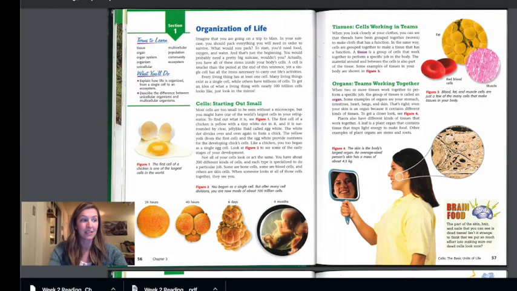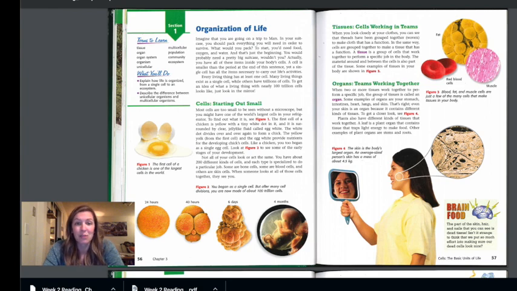Page 56. Page 56 starts with organization of life. So some terms to learn are tissue, organ, organ system, organism, lots of organ in there, unicellular, multicellular, population, community, and ecosystem. So organization of life.